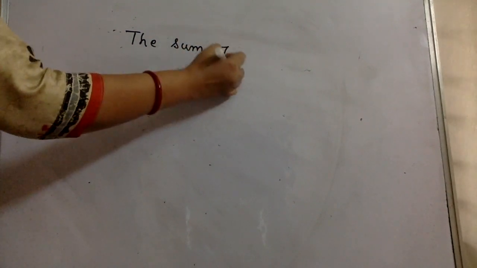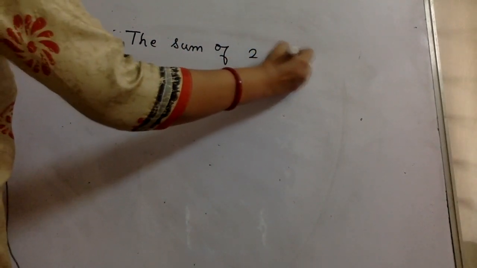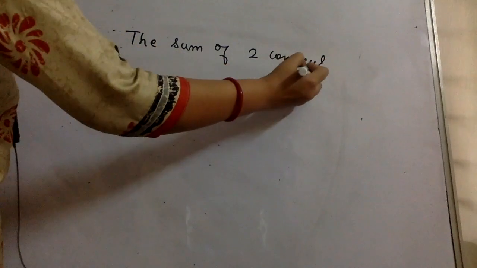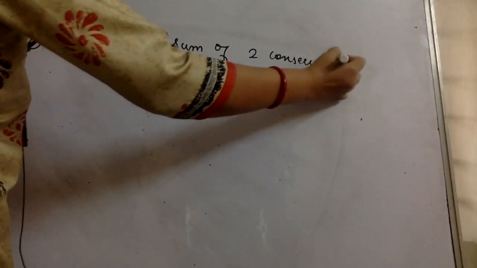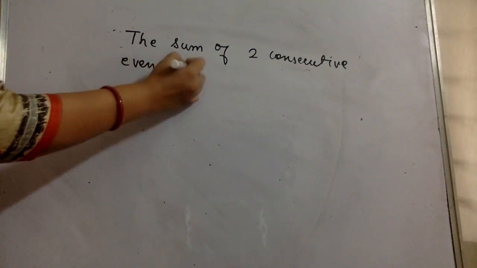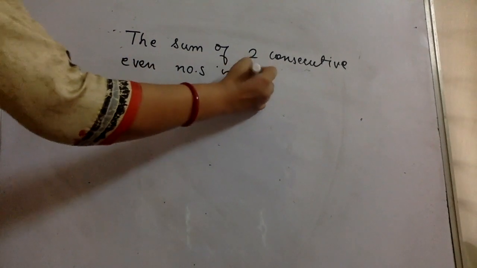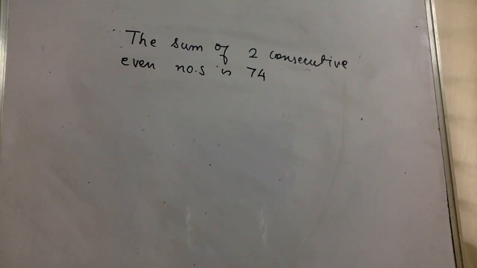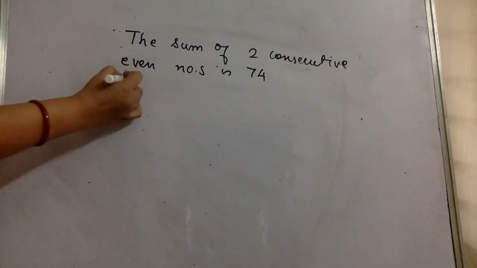Our next question is, the sum of two consecutive even numbers is 74. Find the numbers.